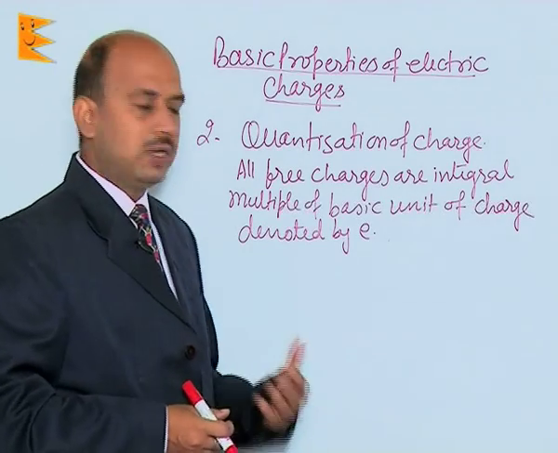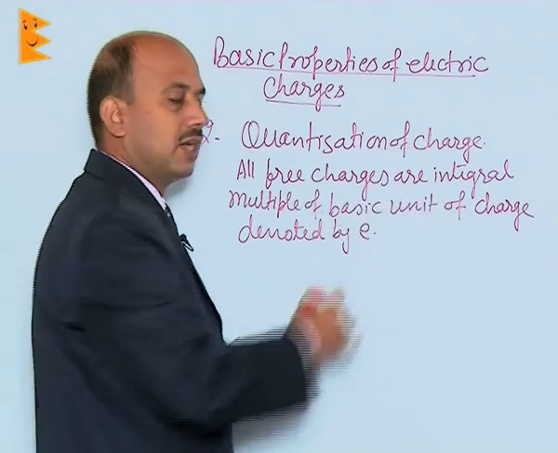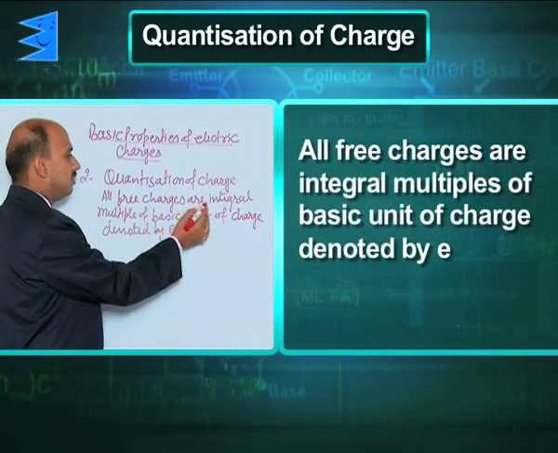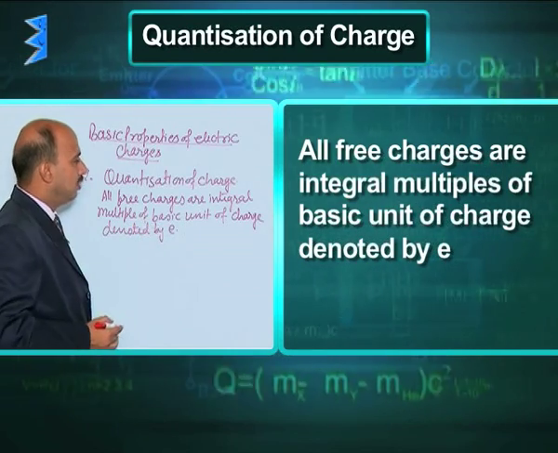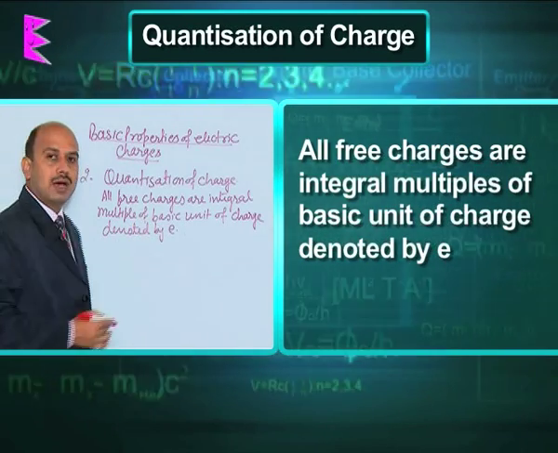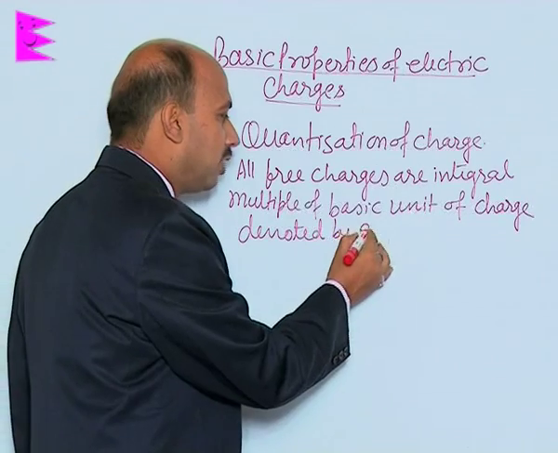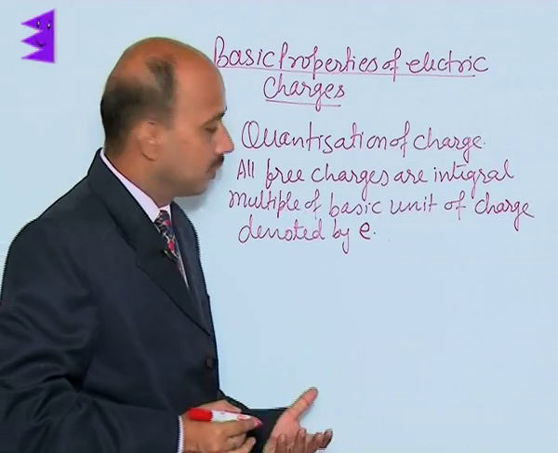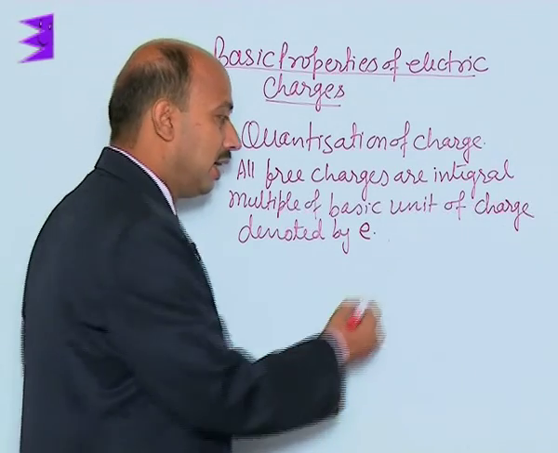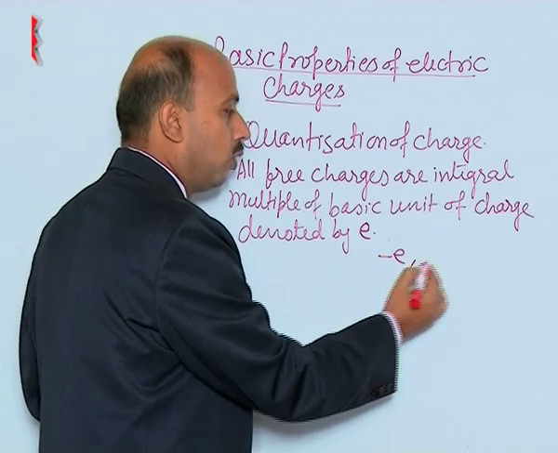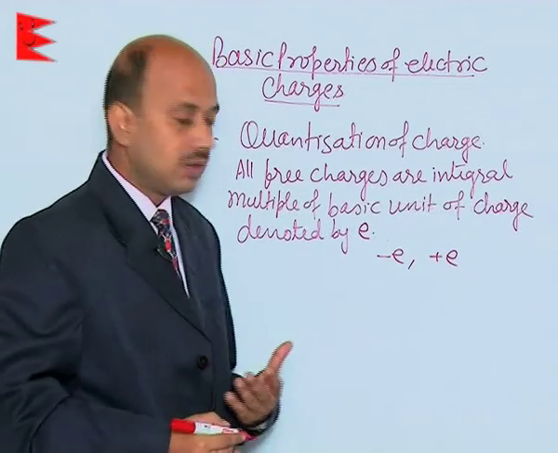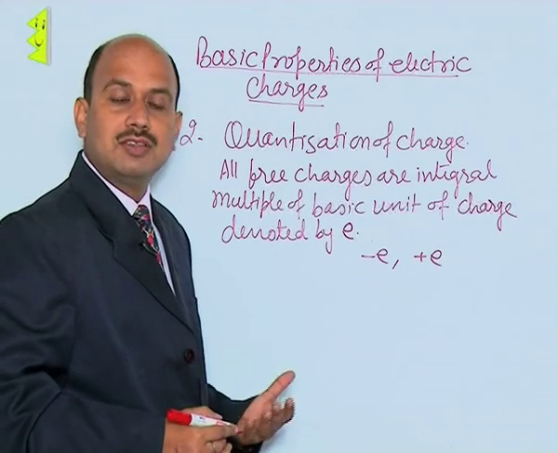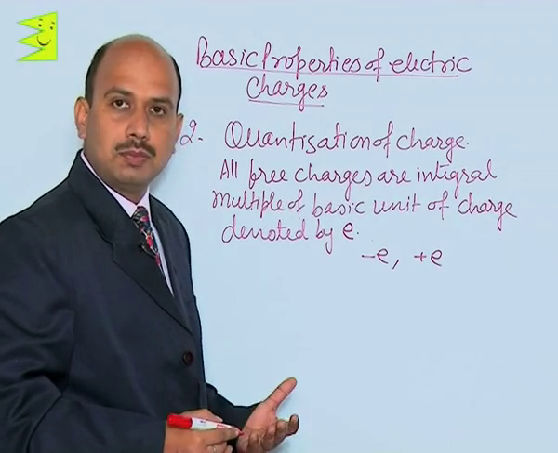Now, see the second property of the charge, that is quantization of charge. According to this property, all free charges are integral multiples of the basic unit of charge denoted by e. Here, e is actually the charge carried by an electron or proton, and for the electron we write minus e, and for proton we write plus e. According to this property, as I have told you, the net charge is an integral multiple of the basic unit of the charge.